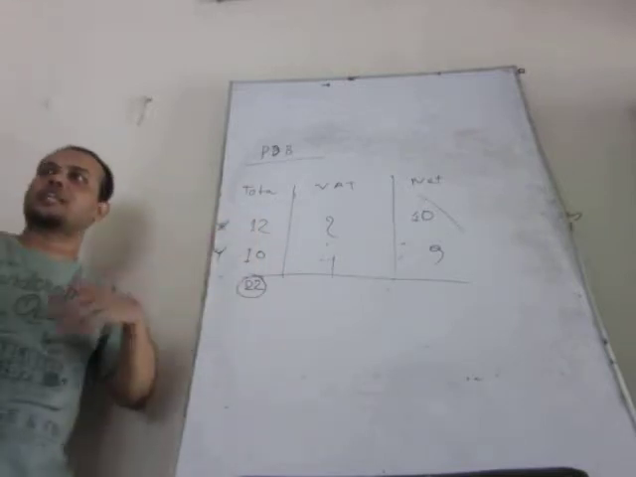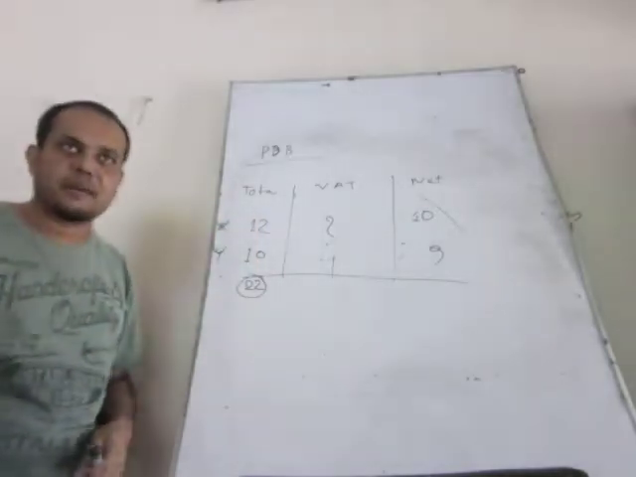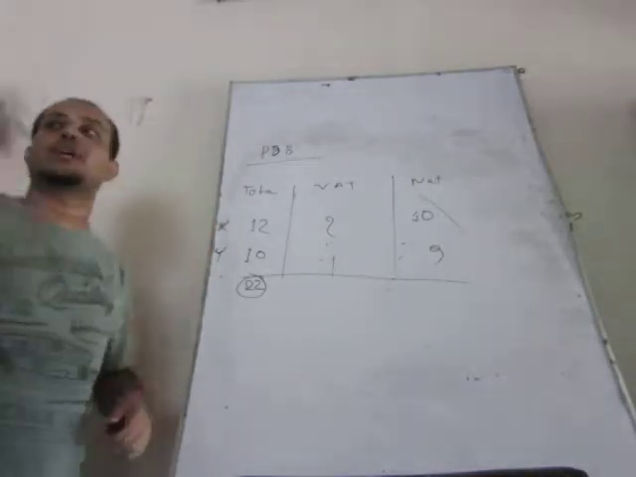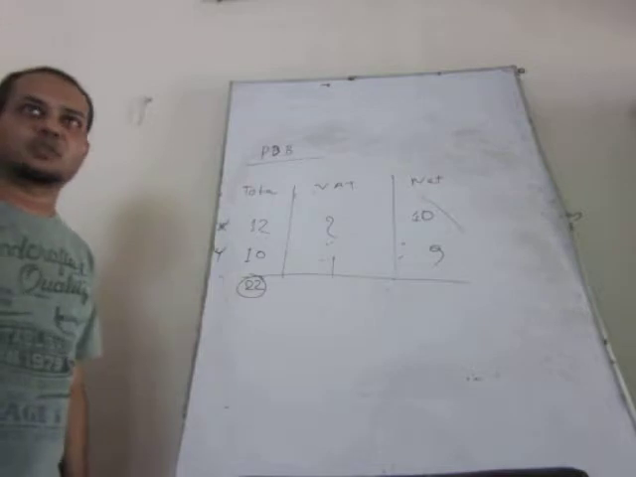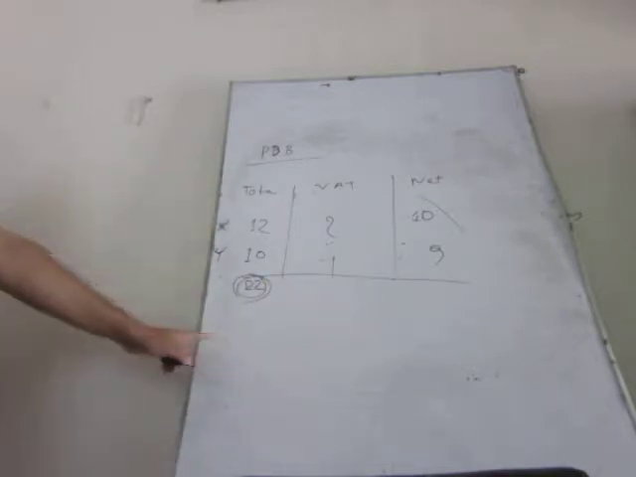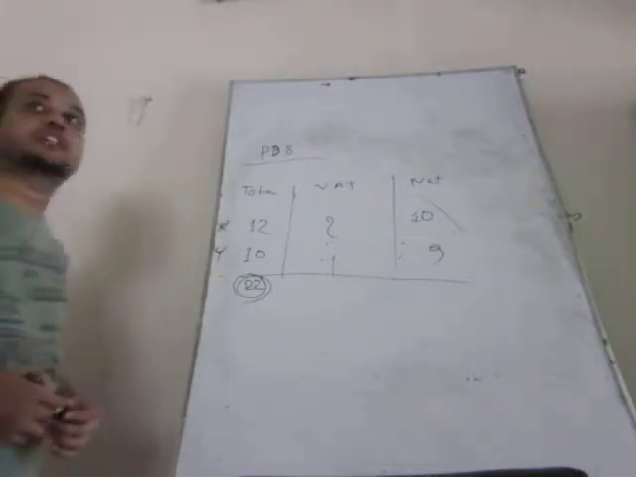You purchase all this on credit. So that means at the end of the month, to Mr. X and to Mr. Y, your total waste owes $20. It is your kind of liability, you can say obligation, or this is called trade payable.